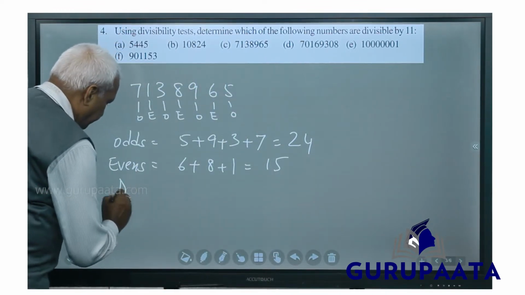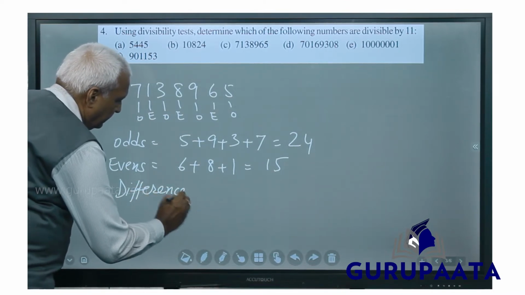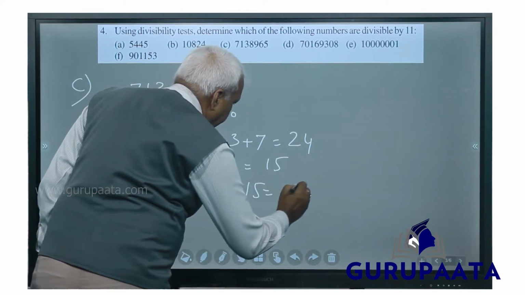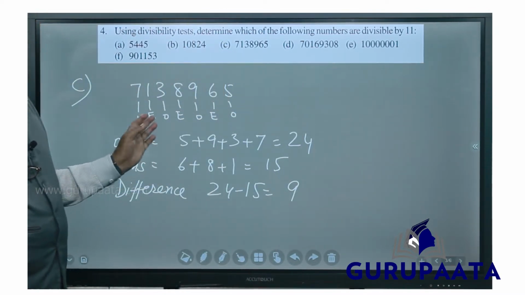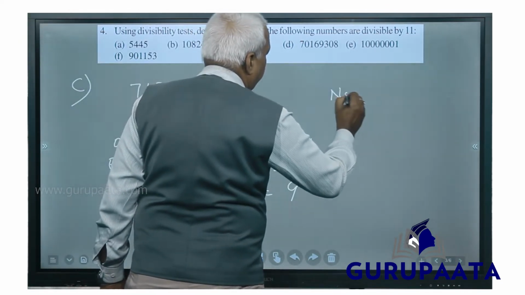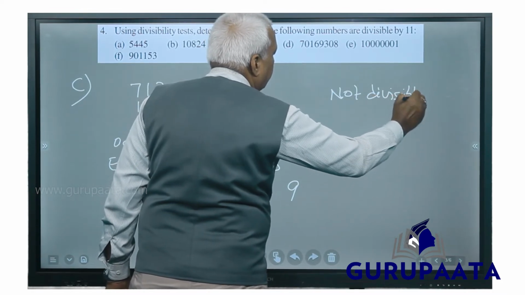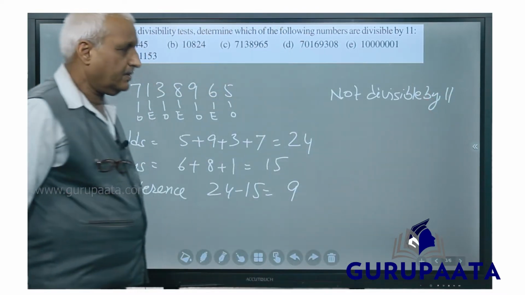Difference: 24 minus 15 equal to 9. So this number is not divisible by 11. Understood? We will go for D.